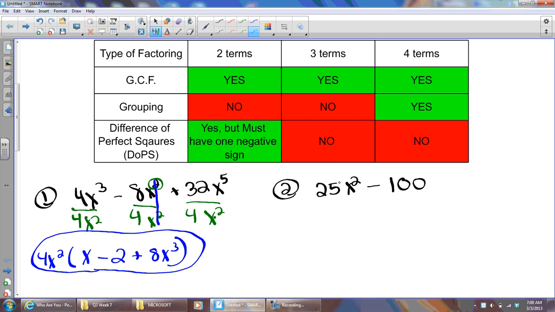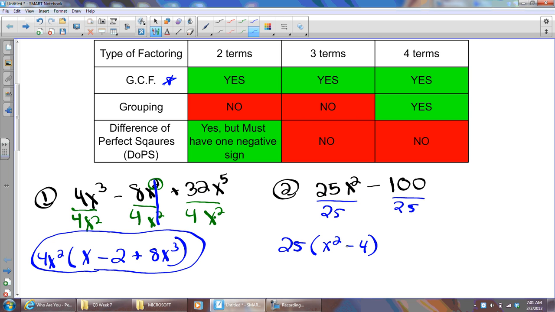All right. Now here, there's two terms, difference of squares. But remember, GCF also has two terms. So I'm always going to do GCF first. So I look for the greatest common factor, and I believe that is 25. I'm going to pull 25 out. Going to get an x squared and then minus 4.